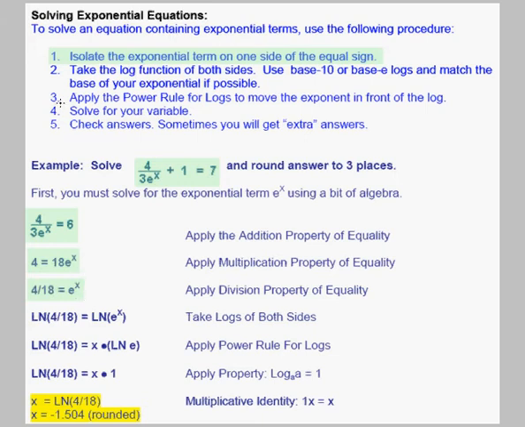Okay, once we get to this point, we then take logs of both sides. Now, we always want to match the base if possible. If it's a base e exponential or a base 10 exponential, we'd use base e log or base 10 log. If it's some other base, it doesn't really matter. We would just use base e or base 10.